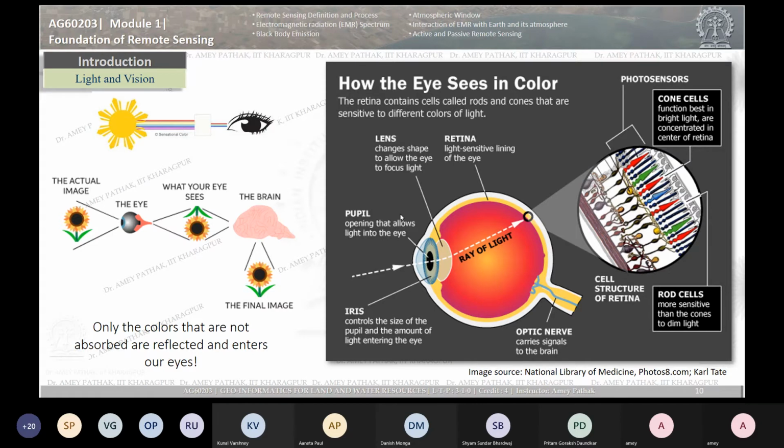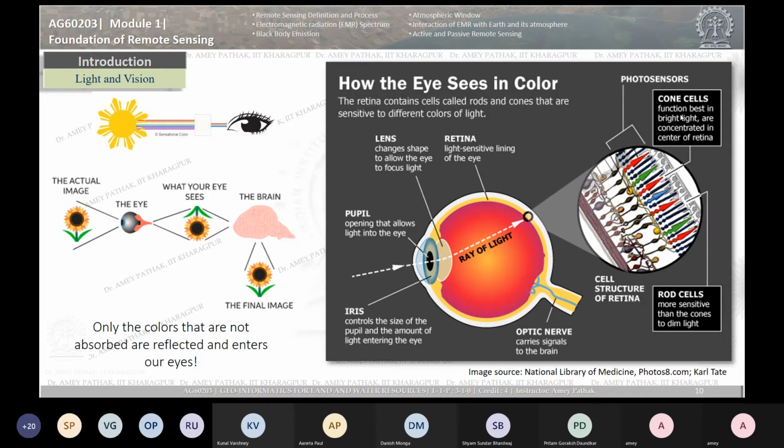Then retina. Retina is the light sensitive lining of the eye. So this is the wall, and here we have the light sensitive lining on the wall. This is a close up view of the retina. As I said, we have two types of cells, cone cells and rod cells. Cone cells are able to perceive red, green, and blue. Cone cells function best in bright light, but provided that light is there, we can see the color. If light is not there, we cannot perceive the color.